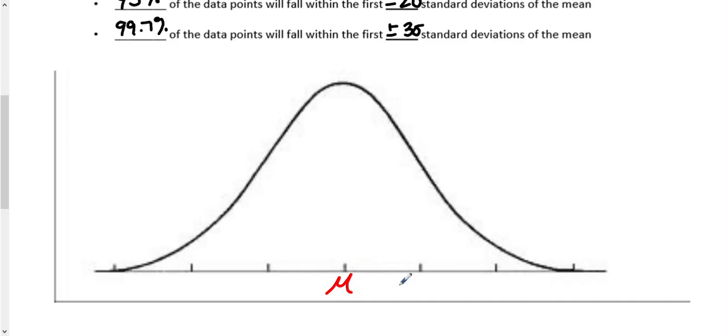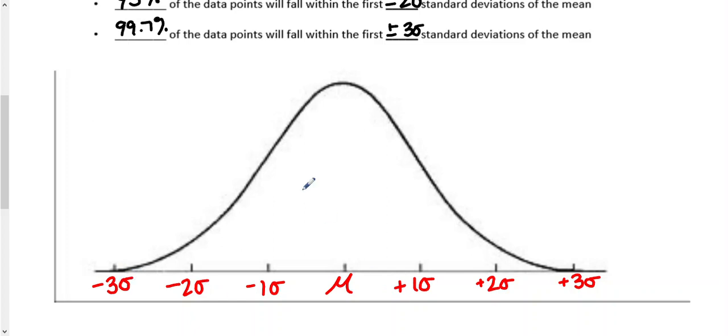And then if we go to the right, that is adding 1 standard deviation from the mean. If we go another spot, that would be adding 2 standard deviations from the mean, and then adding 3 standard deviations from the mean. And if we go the other way, it would be subtracting 1 standard deviation from the mean, subtracting 2 standard deviations, subtracting 3 standard deviations.